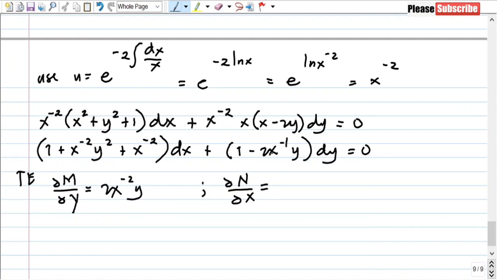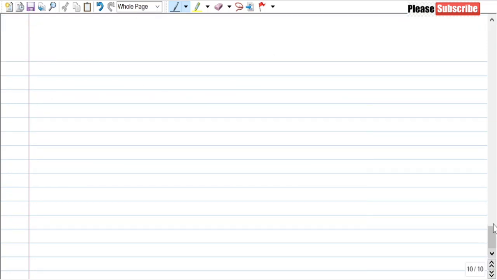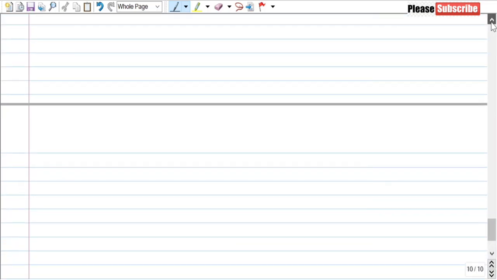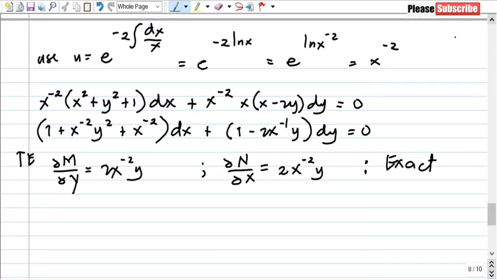So, if we try to take the derivative of this one, so, negative times negative is positive, and then 2x, negative 1 minus 1 is negative 2y. Wow! So, kung titingnan natin, ito ay exact na siya. So, that's already an exact equation. Now, anong gagawin natin? Okay, mag-undergo na tayo ng technique using the exact equation.